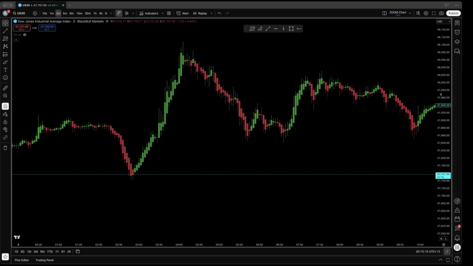I do use Fib retracement, especially when I'm drawing up my charts. If there has been a pullback, I'll always use a retracement on, say, the daily. Well, let me show you that. Okay, well, I'll come back to that. I'll get ahead of myself.